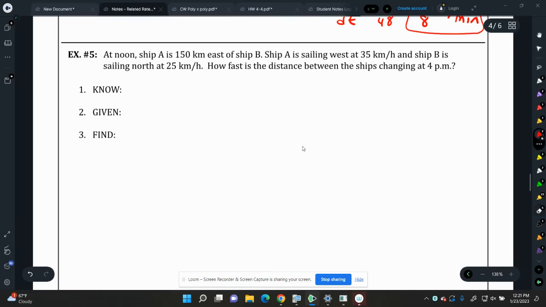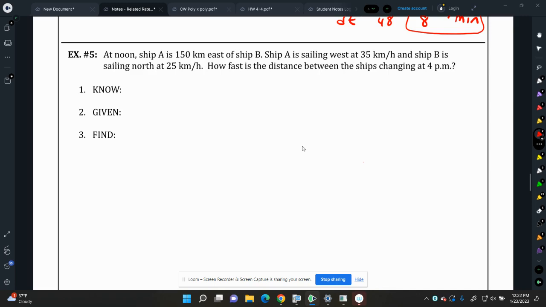Okay, at noon, ship A is 150 kilometers east of ship B. Ship A is sailing west at 35 kilometers per hour. Ship B is sailing north at 25 kilometers per hour. How fast is the distance between the ships changing?